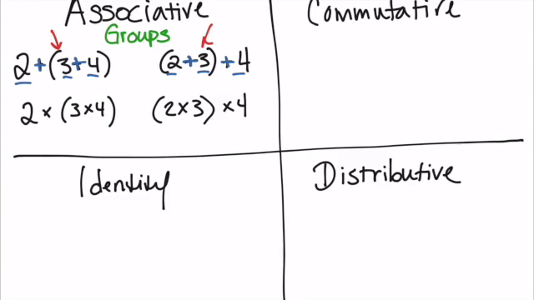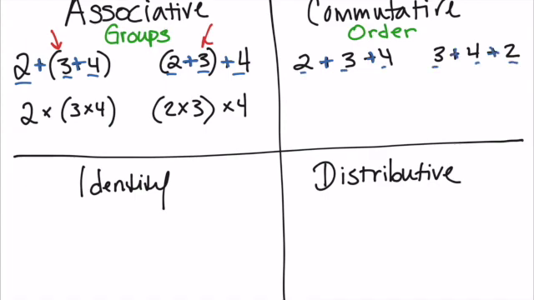Alright, the next one, commutative property. The keyword for the commutative property is order. All it does is change what order the numbers are in. For example, if I have 2 plus 3 plus 4, that will give me the same answer as 3 plus 4 plus 2. As long as I stay all with the adding and don't change that, and I keep the same three numbers, 2, 3, 4, 2, 3, 4, right, the answer will still be the same.